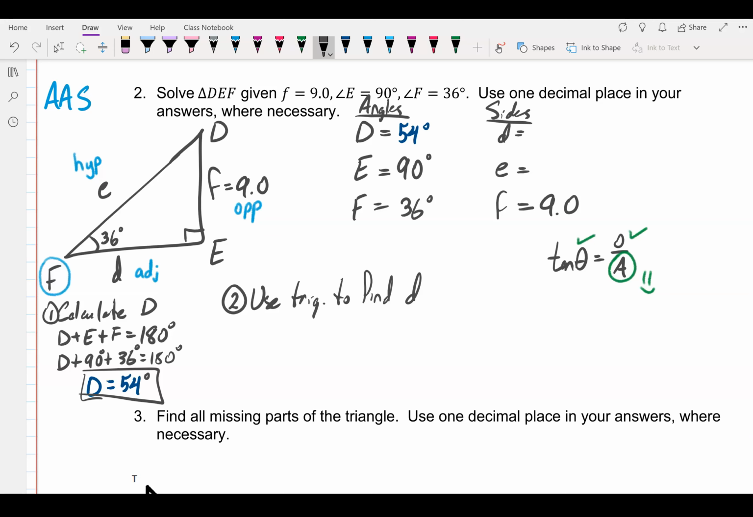Maybe from another point of view, you would think, well, what if I wanted to use cosine? Or what if I wanted to use sine? Well, let's take a look at what sine would give us. SOHCAHTOA. What about sine? Do I know the angle? Yes, I know the angle F. Do I know the opposite? Yes, I do. That would give me 9. That's the angle, the side F. I could also solve for the hypotenuse. So I could choose sine here.